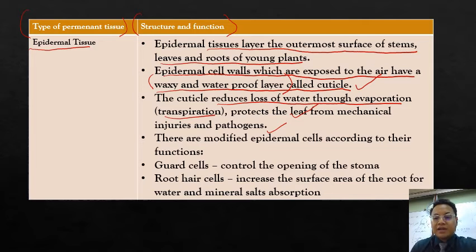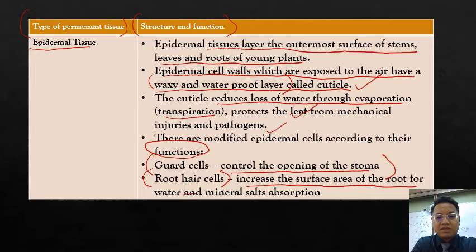There are some modified epidermal tissues, and these tissues are modified according to their function. For example, some epidermal tissue undergoes differentiation and becomes guard cells. Guard cells control the opening of the stoma, right? And we also have root hair cells. Root hair cells can be found in the root system, near the roots. Root hair cells increase the surface area of the root for water and mineral salt absorption, right?